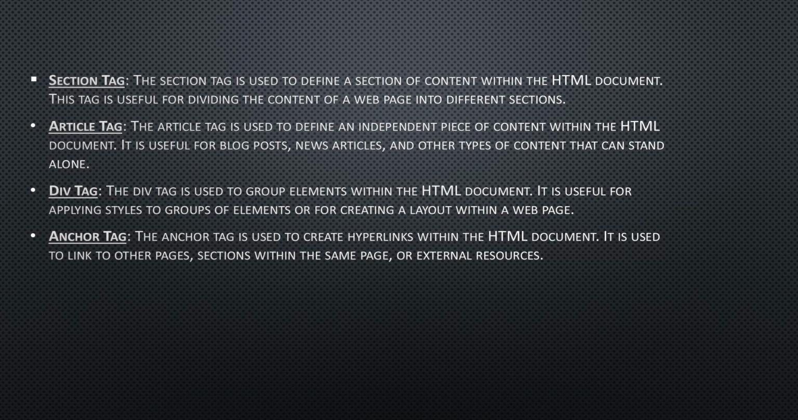Divide tag. The divide tag is used to group elements within the HTML document. It is useful for applying styles to groups of elements or for creating a layout within a web page. An anchor tag. The anchor tag is used to create hyperlinks within the HTML document. It is used to link to other pages, sections within the same page or external resources. So these are the tags and the structure of the HTML.